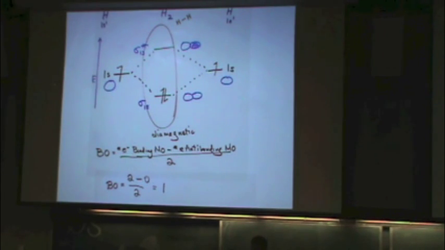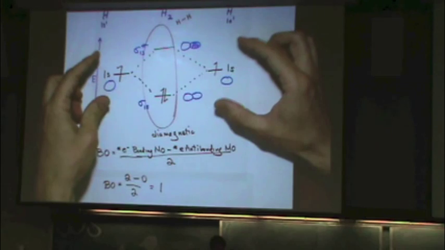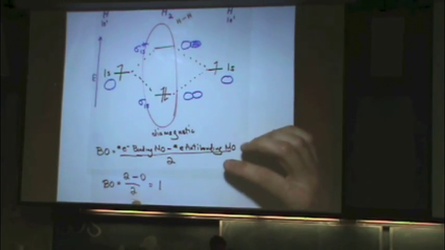Okay. Let's try another one. So if I ask you what's the molecular orbital diagram, you draw this. If I ask you what's the magnetism, you say diamagnetic. If I ask you about the bond order, you'd say it's 1. Let's try another one.